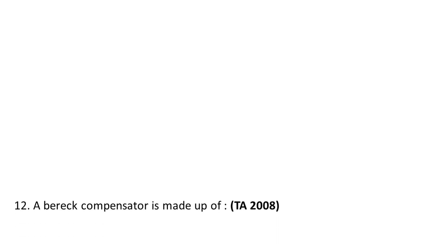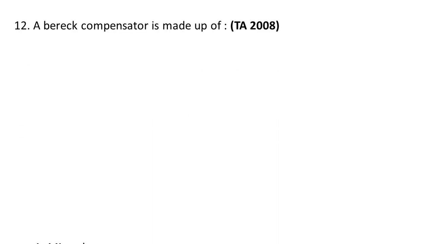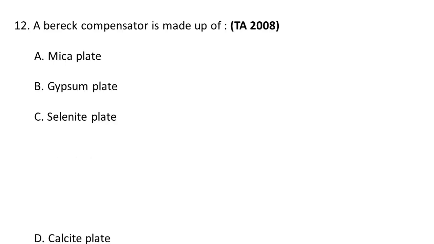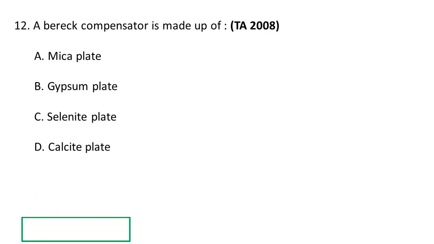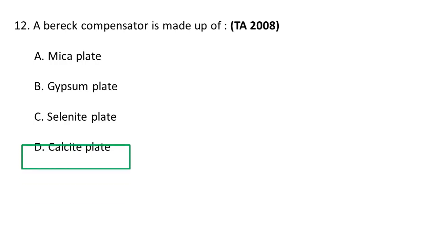Next question. A Berek compensator is made up of, the choices given are A. mica plate, B. gypsum plate, C. selenite plate and D. calcite plate. So the correct option is D. calcite plate. A Berek compensator is made up of calcite or magnesium fluoride optical plate. A Berek compensator is an optical device that measures the wavelength retardation of birefringent minerals.